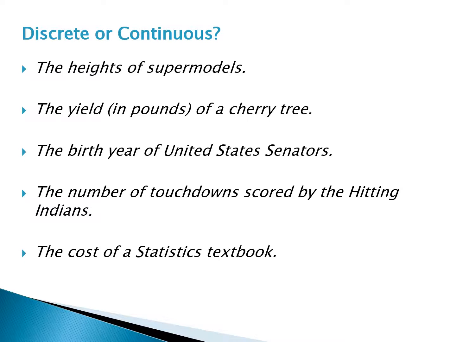Here are a few examples. Heights of supermodels, they could be 5'10", they could be 5'11". They don't immediately grow that inch. They could be every value in between. This is a continuous value. The yield in pounds of a cherry tree, same thing, 1 pound, 2 pounds, or everything in between, also continuous. The birth year of United States senators, 1960 or 1961, but not 1960.5.